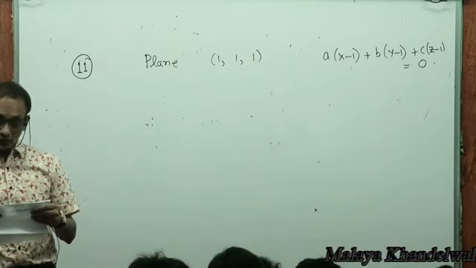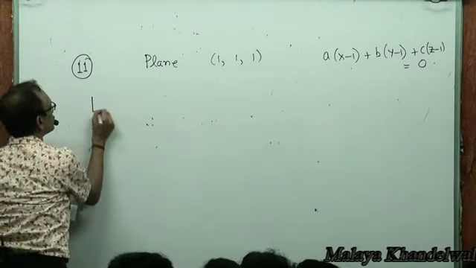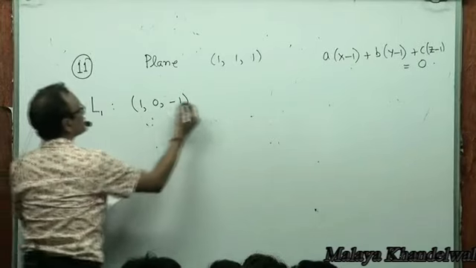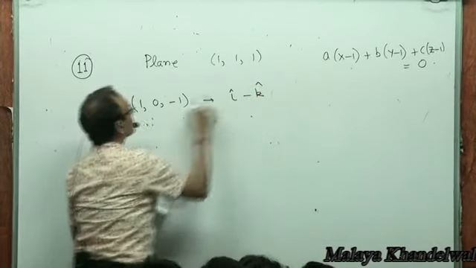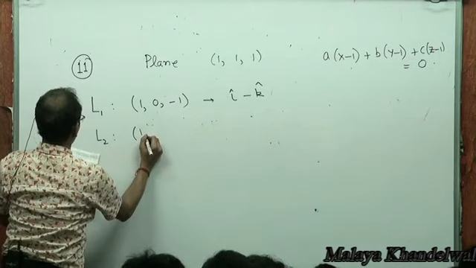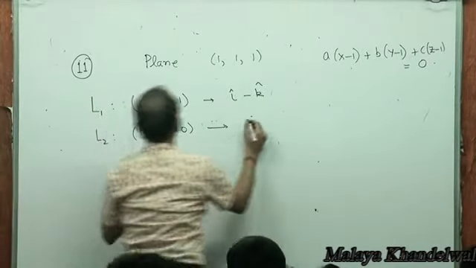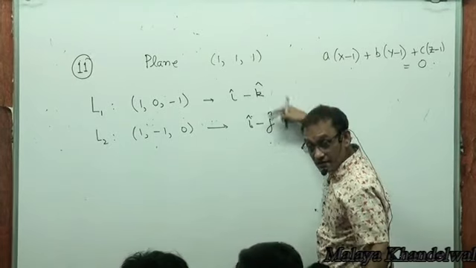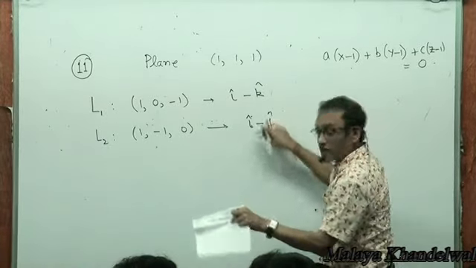Now, this plane that we are talking of is parallel to a line L1 with direction ratios 1, 0, minus 1. That means a line parallel to the vector i cap minus k cap, isn't it? And a line L2 with direction ratios 1, minus 1, 0. These direction ratios mean parallel to a vector i cap minus j cap. Yes or no? So the plane is parallel to L1 and L2. That means the plane is parallel to these two vectors. Right?